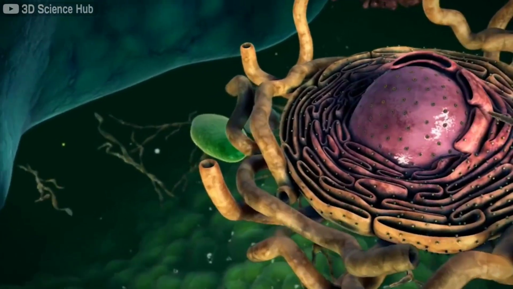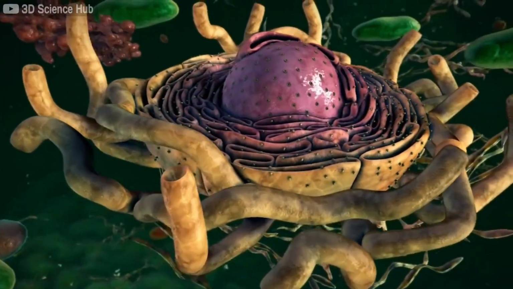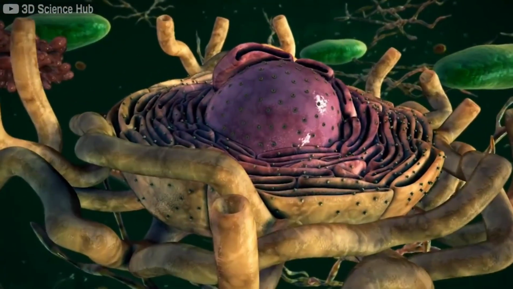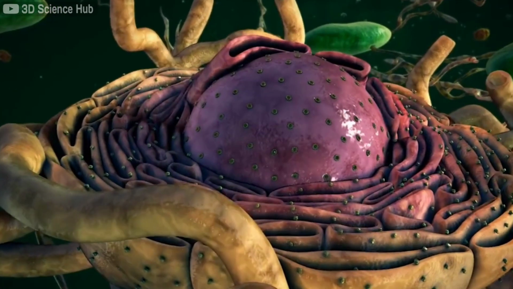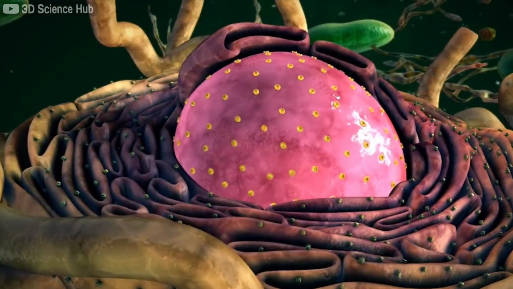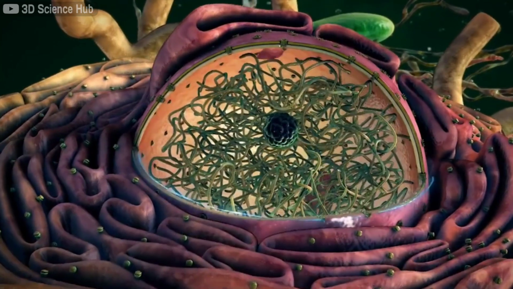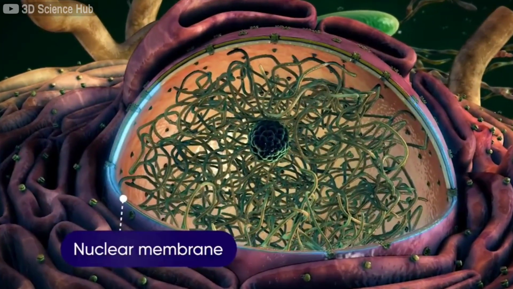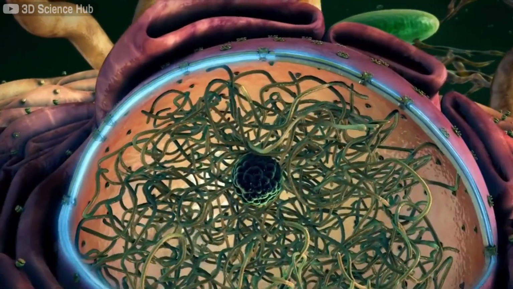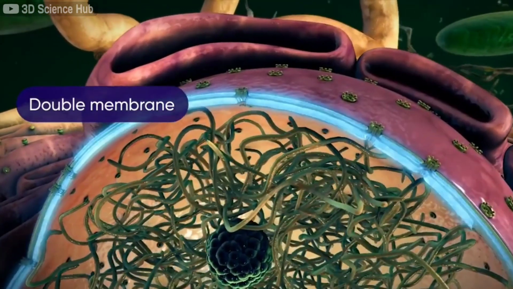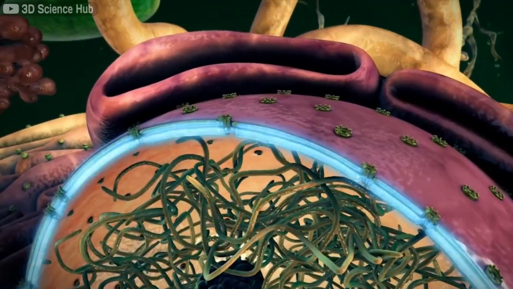But do you know which organelle is responsible for controlling all these functions? Well, here we see the controlling center of the plant cell, the nucleus. On the outermost boundary of the nucleus lies the nuclear membrane, which is a double membrane and exhibits the presence of numerous nuclear pores.